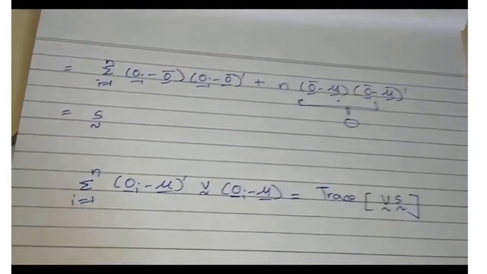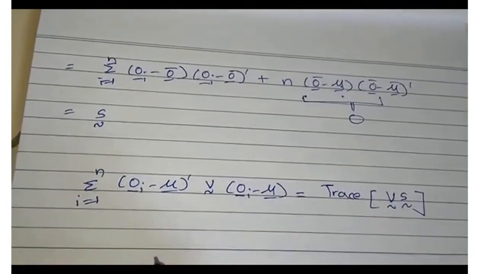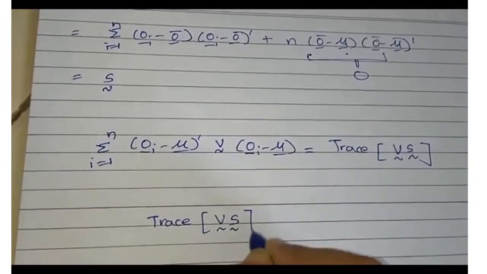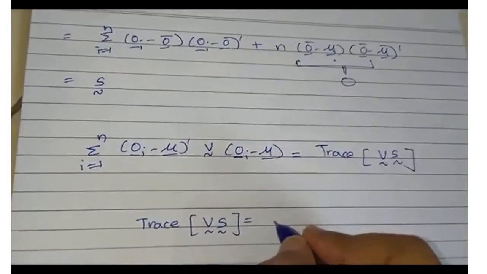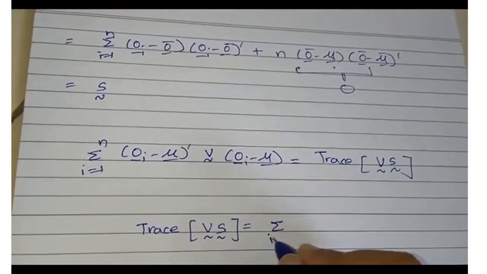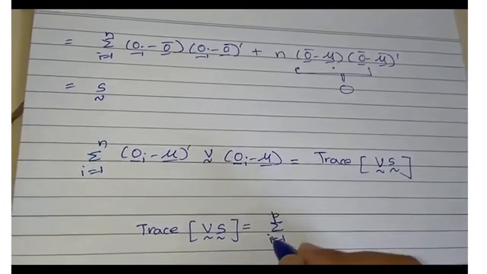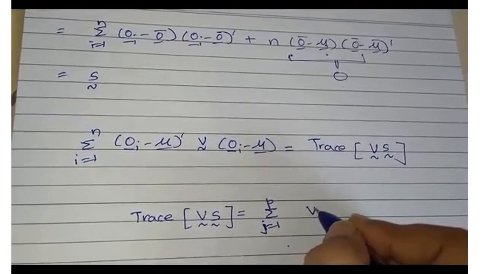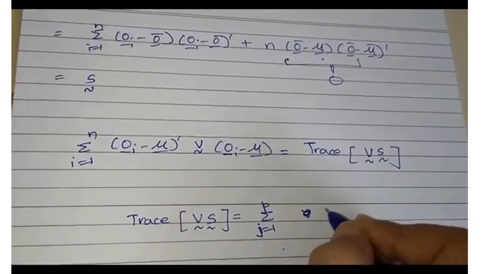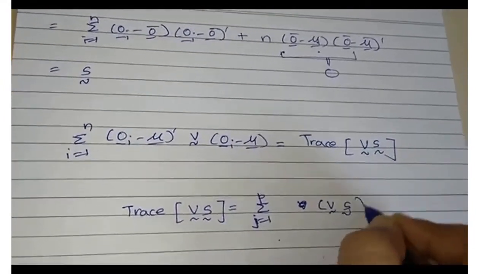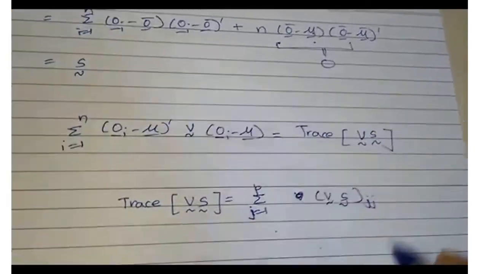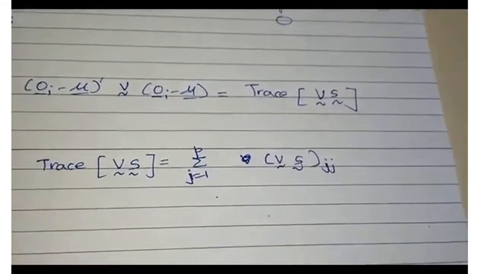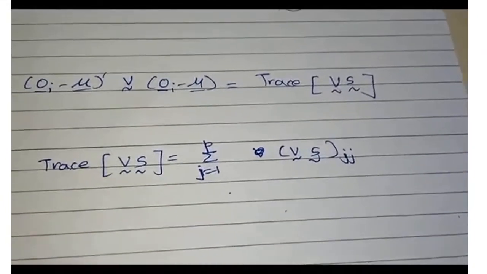Now that it is written as trace of VS, can I differentiate it with respect to vij? Trace of VS will basically be the sum over j going from 1 to p of the jjth element of the product VS. What is the jjth element of this product?